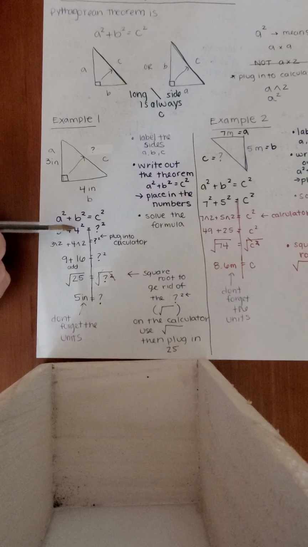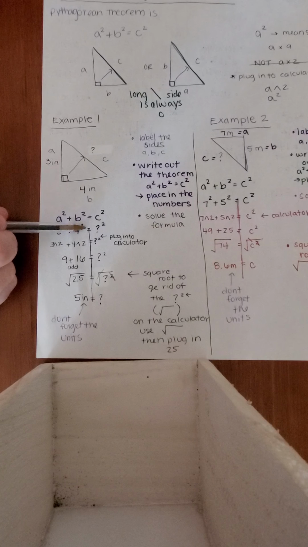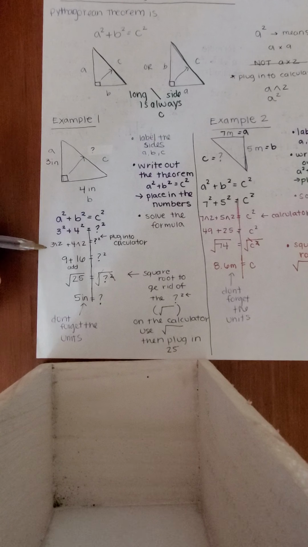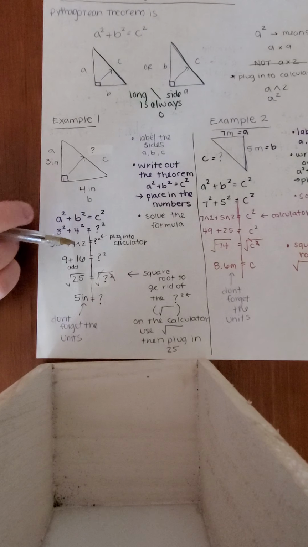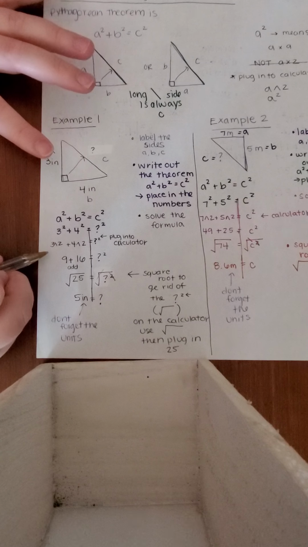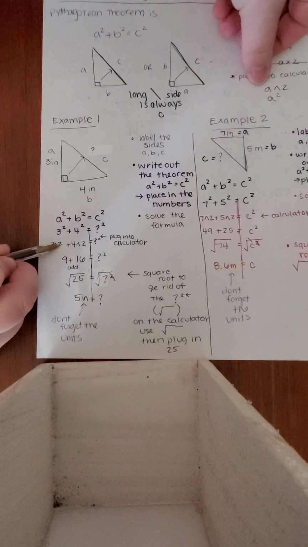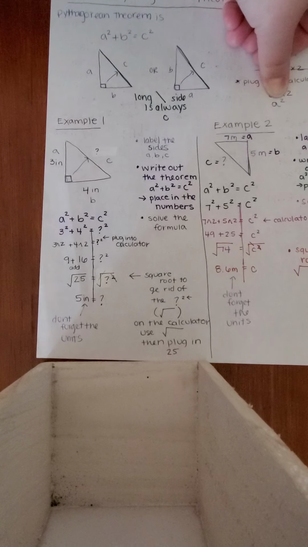So 4 squared, so instead of B, I don't want B anymore, I want 4. All right, equals question mark squared, because we don't know what that is. So we got to plug it into our calculator. So in our calculator, we're going to do 3 caret 2, or again, earlier we talked about it.